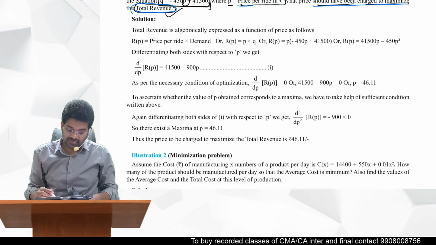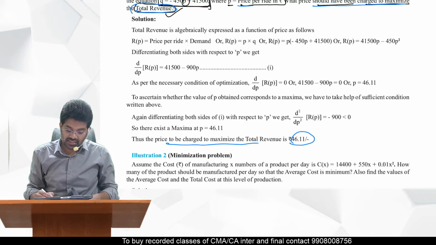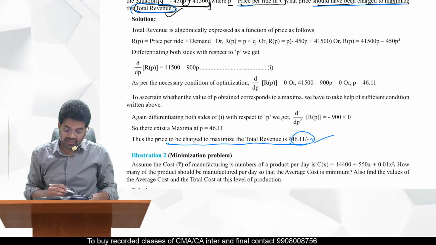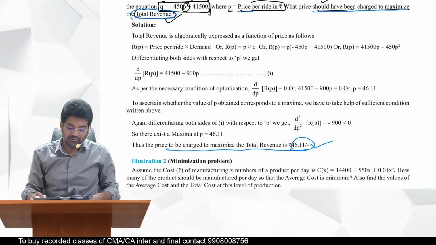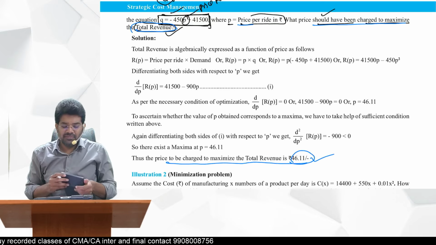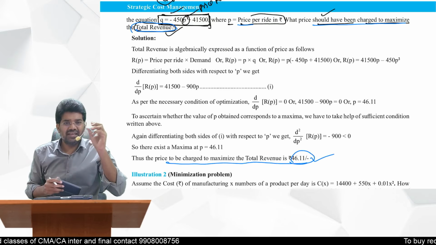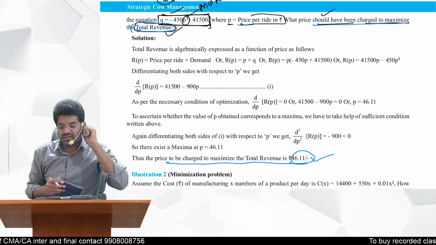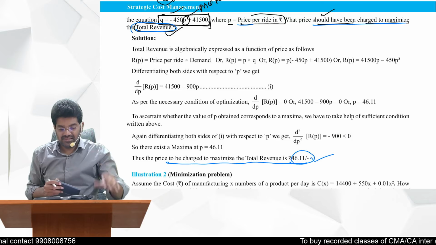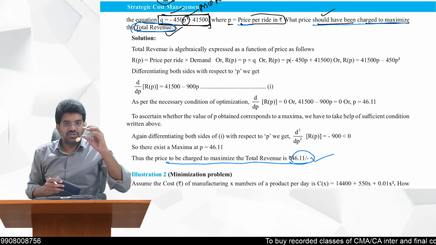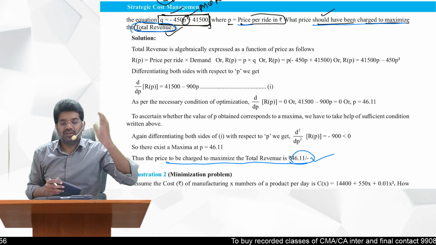So you can check the answer now. You can see here 46.11. Thus the price to be charged to maximize the total revenue is 46.11. I hope you understood, everyone. This is a simple problem here. Single variable. What is that variable here? Price. What price we should charge to maximize the total revenue.